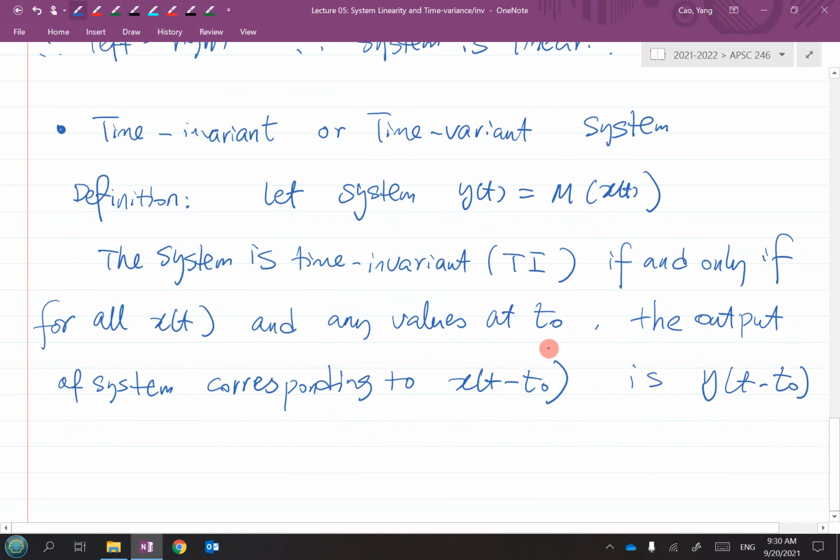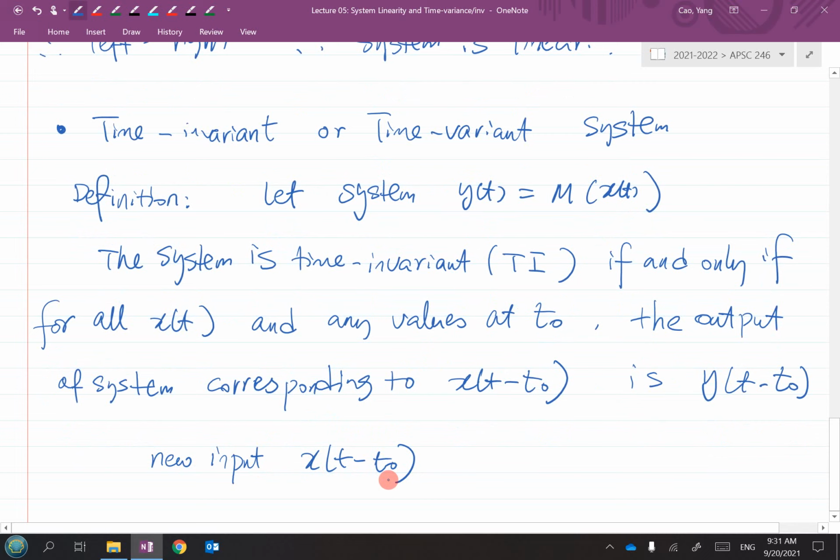And then we give ourselves a constant t naught. So now we're giving ourselves a new input, x of t minus t naught. So this is a new input. The other input is x of t. But the new input is essentially a shifted version of x of t. So it doesn't matter what x of t is. As long as you write it as x of t minus t naught, you're essentially shifting this x of t, depending on the t naught, to the right by a distance of t naught.